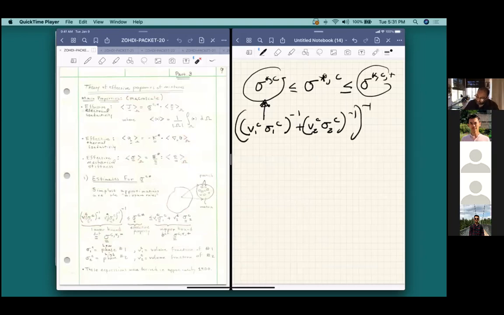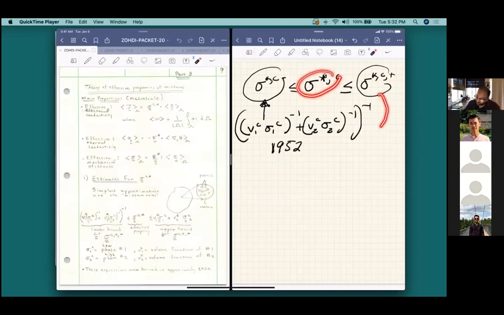That's what the lower bound is. That's sometimes called the harmonic average. And as I indicated last week in class, in 1952, Mr. Rodney Hill proved that that was in fact a lower bound to the actual effective property, which is shown here.